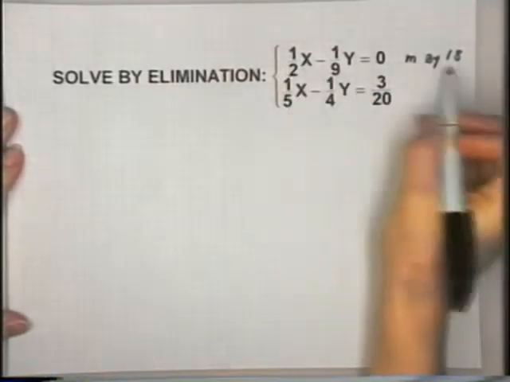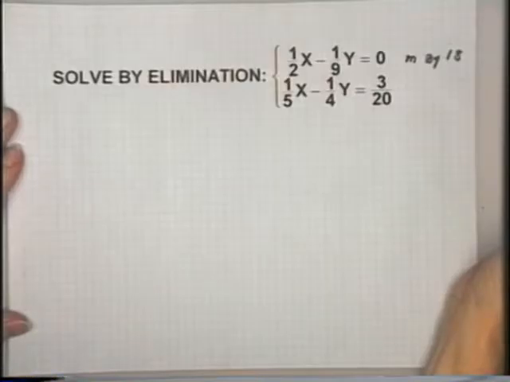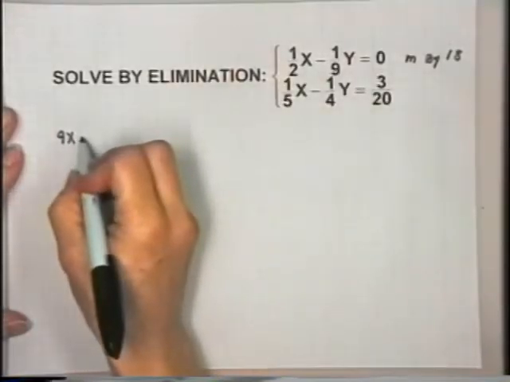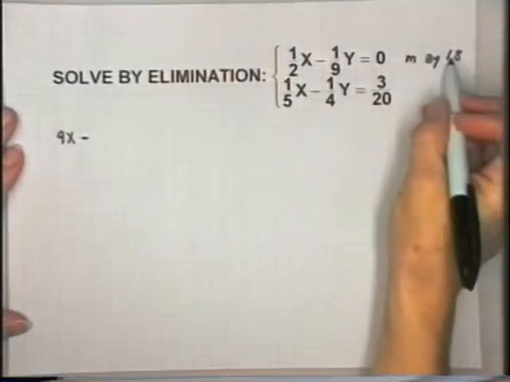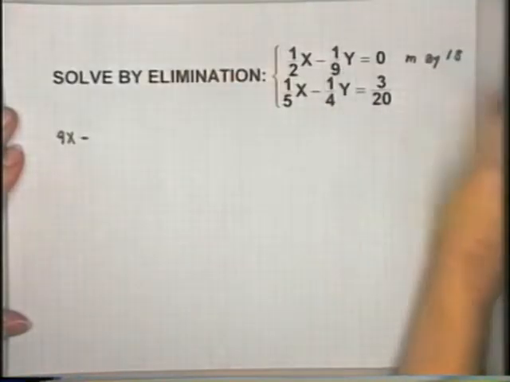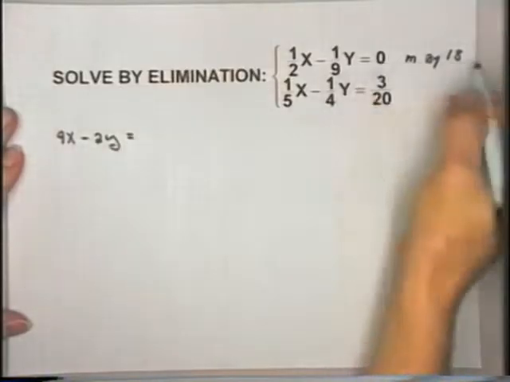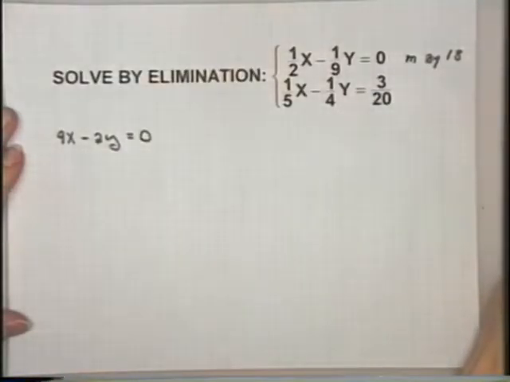Now 1/2 times 18 is what? 9x. Notice you've got a minus sign here. 1/9 times 18, that 9 would cancel in 18, leave a 2, wouldn't it? So minus 2y. And 0 times 18 is still 0. That equation looks a lot better, doesn't it?